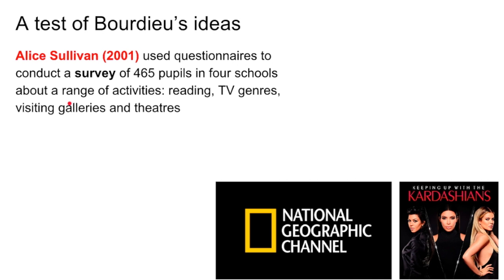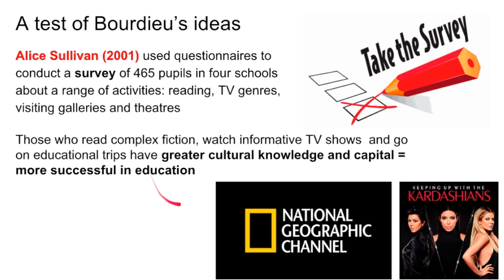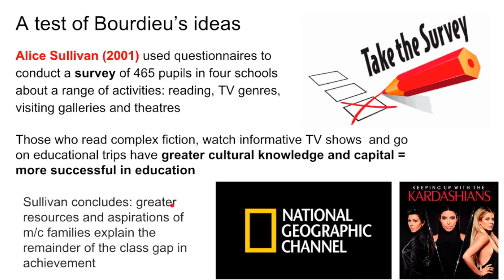A test of Bourdieu's ideas. Alice Sullivan used questionnaires to conduct a survey in 4 schools about a range of activities, such as reading, TV genres, and visiting galleries and theatres. Those who read complex fiction, watch informative TV shows and go on educational trips have greater cultural knowledge and capital, meaning that they will be more successful in education.